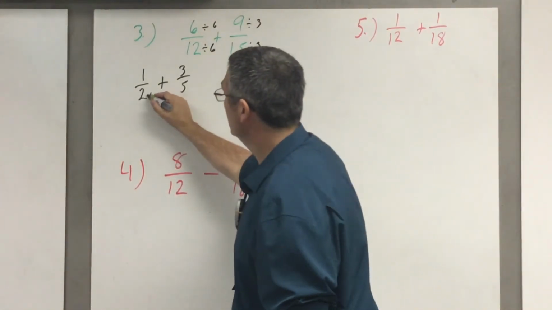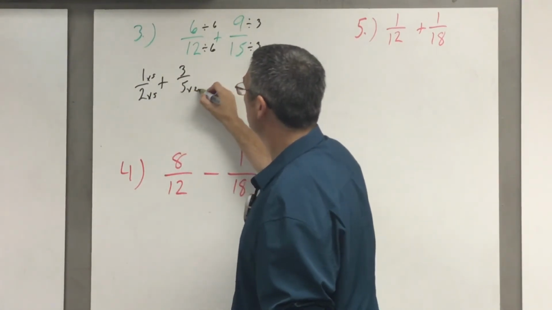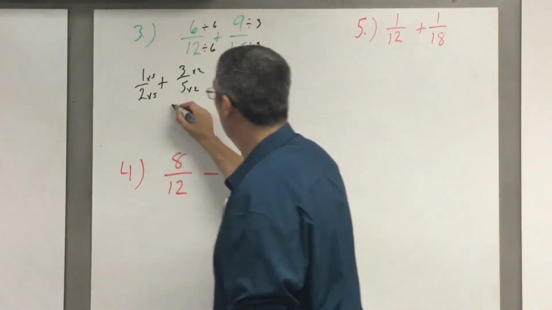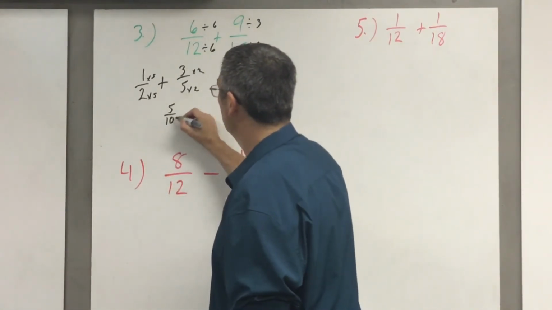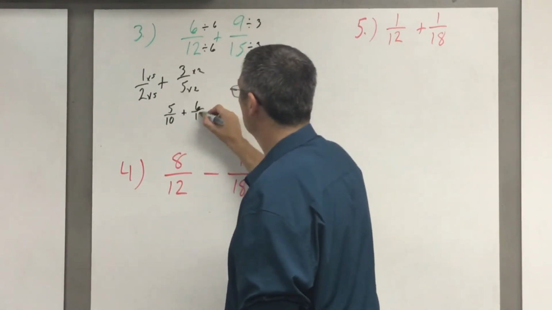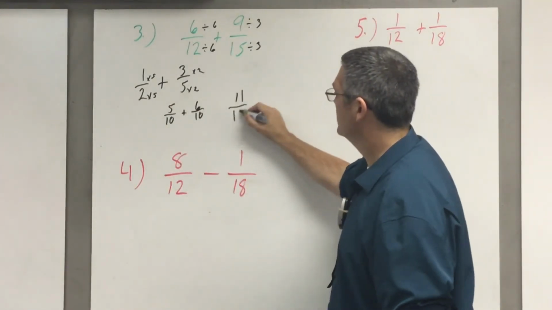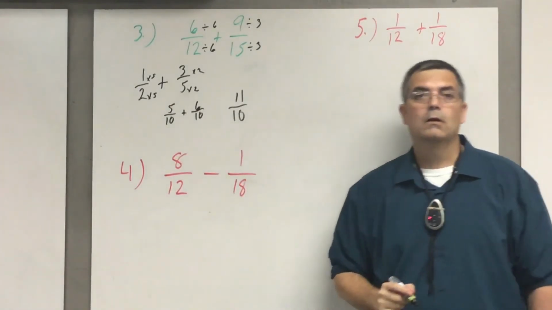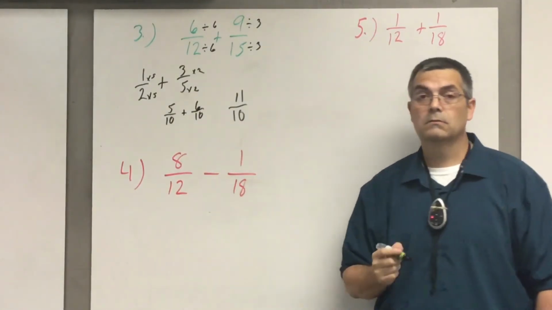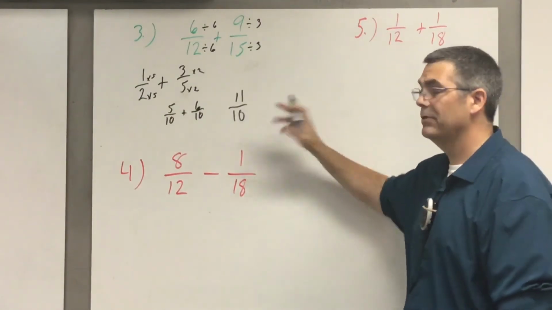I can multiply this by 5, this by 5, this by 2, this by 2, and now I'm going to get a common denominator. So I've got 5/10 plus 6/10. And now I'm going to add those together. I get 11/10. And like I said before, improper fraction is good for me. This works, 11/10. Okay? Now you could write it as a mixed number, but this is usable, the other's not.